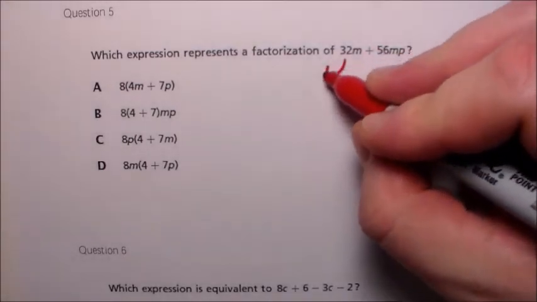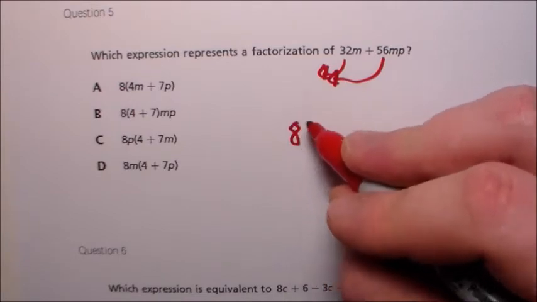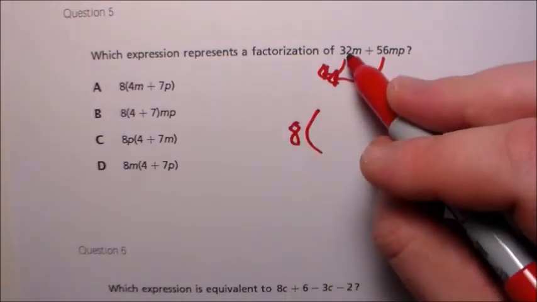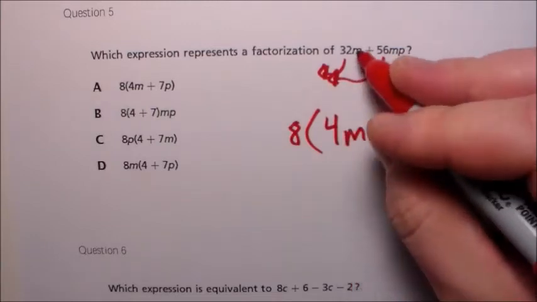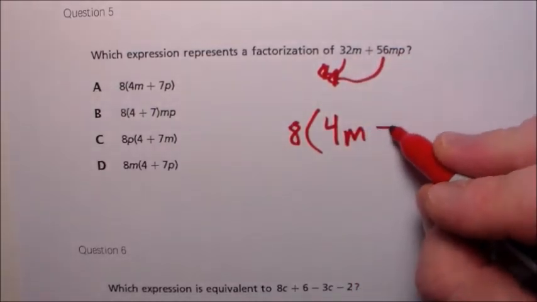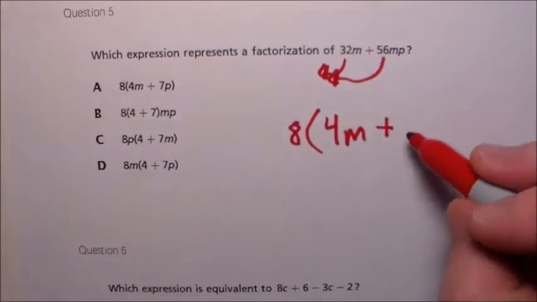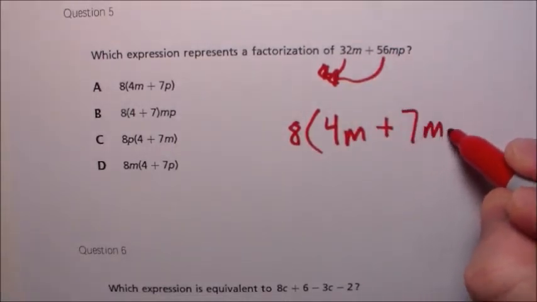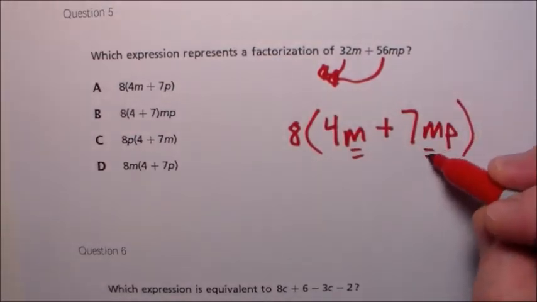So let's go ahead, and the first thing let's do is pull out an 8. And 8 times what gets us 32? It's 4, right? So the 4m is left because the m is untouched. And we have plus 8 times what gets us 56? Well, it's 7, right? So we have 7mp because the mp is not touched. Now, is there more work we can do? And yeah, absolutely. We have an m here and an m here.